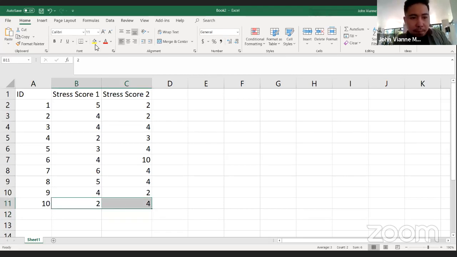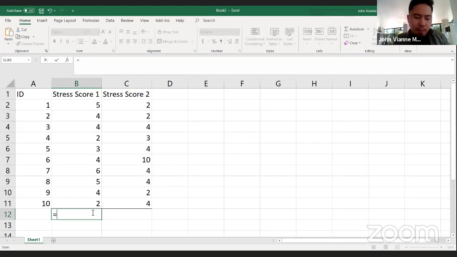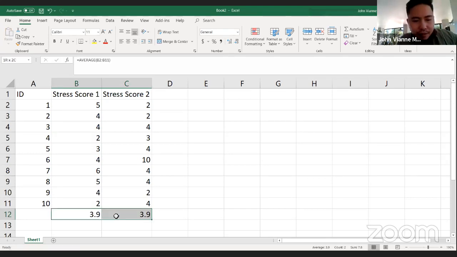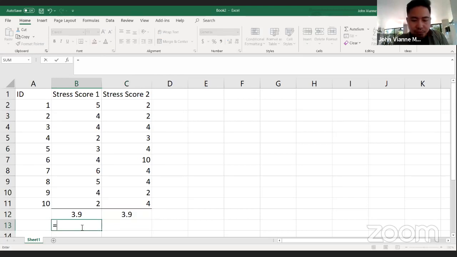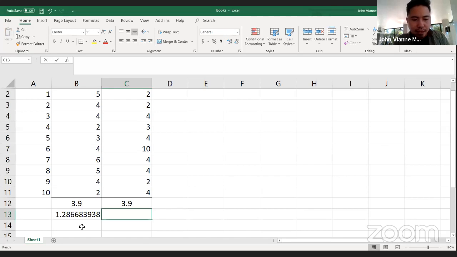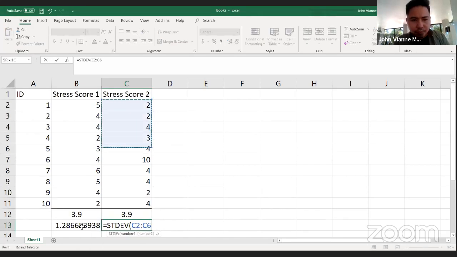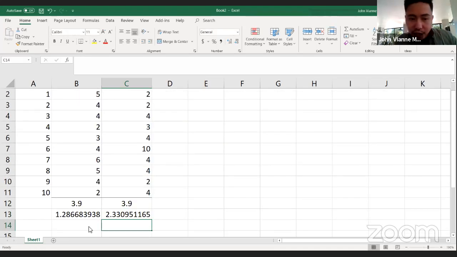Mean score is usually computed as the sum of all of these scores divided by the number of respondents. In Excel, we usually compute this as AVERAGE, open and close parenthesis. As you can see, the average stress score for the first group of students is 3.9. The second one is also 3.9. However, here's a catch, because once we compute the standard deviation here, STDEV, we have a different standard deviation.